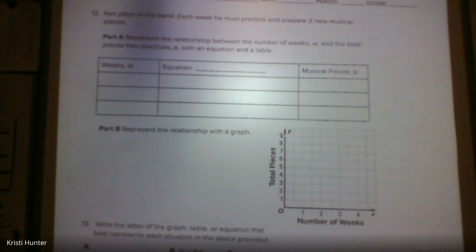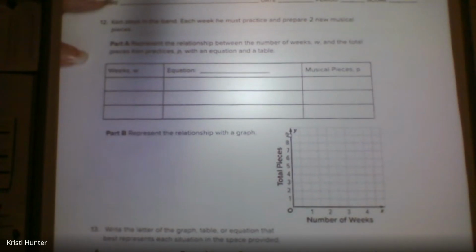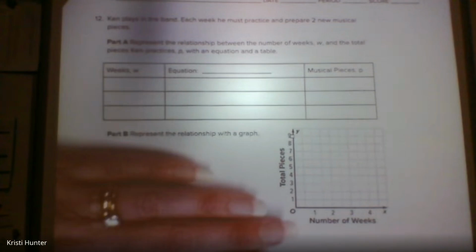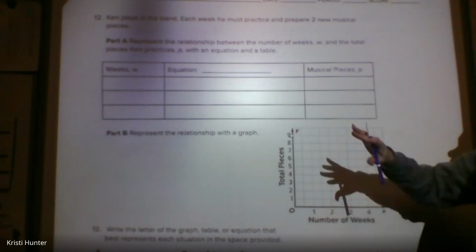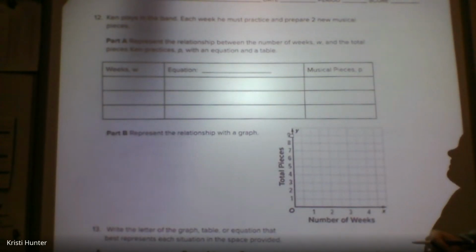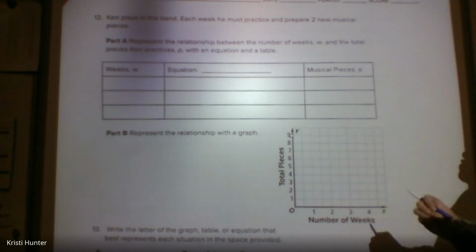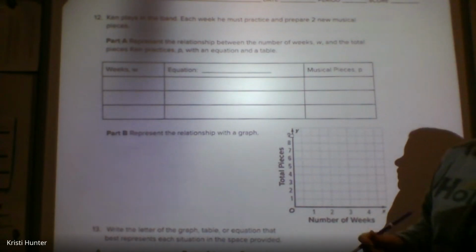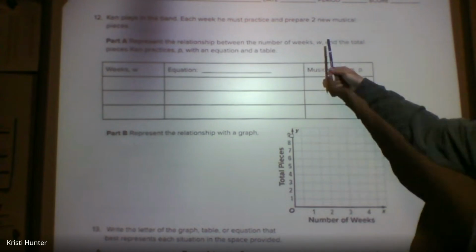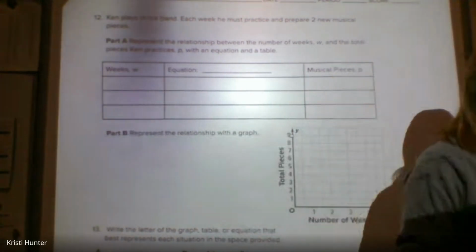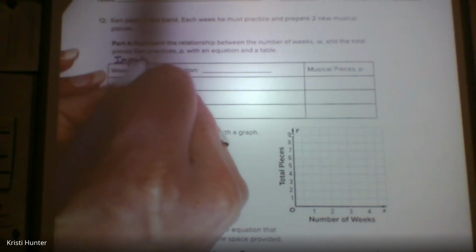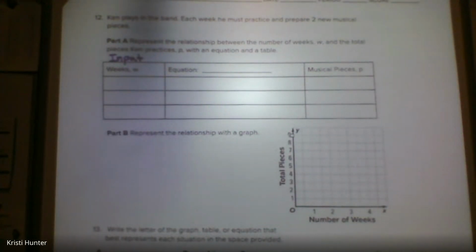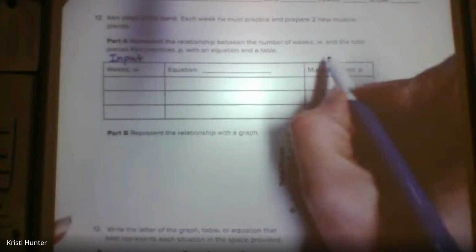Number 12. Number 12 says we got a big missing table and a graph. So it looks like I'm going to have to do all the work. This is like when we got to lesson 4 at the end of the unit. So Ken plays in the band. Each week he must practice and prepare 2 new musical pieces. Represent the relationship between the number of weeks, which it tells me is W. So I know that's going to be my input. What goes in? How many weeks do I practice? And then the total pieces, which is going to be my output.